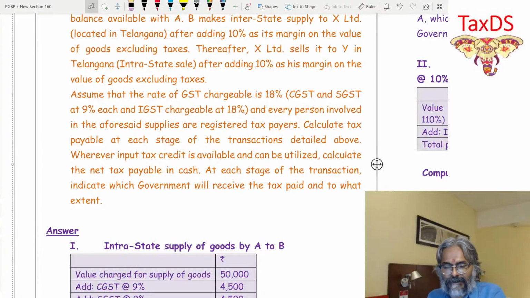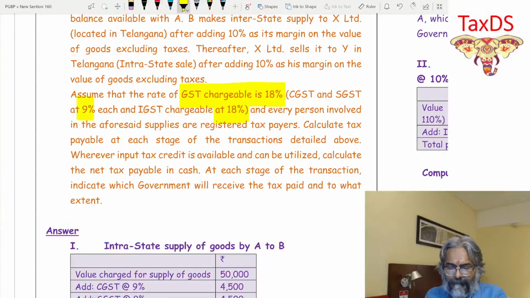Now, next paragraph: assume that the rate of IGST chargeable is 18%, CGST and SGST at 9% each. So be careful over here. Obviously, that is a total of 9 and 9. And every person involved in the aforesaid supply is a registered taxpayer. Why are they emphasizing on this word, registered taxpayer? What is the need and necessity of emphasizing this particular term? So that only a registered taxpayer can claim the credit. Only a registered taxpayer can take the credit. That is the relevance of this particular phrase.